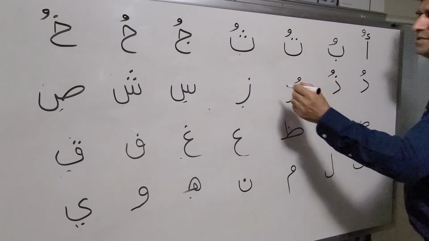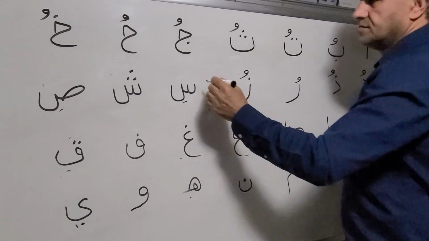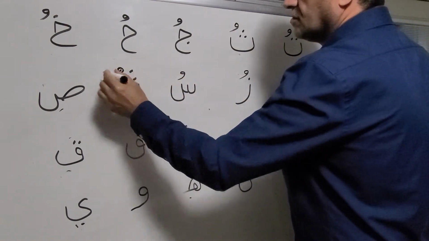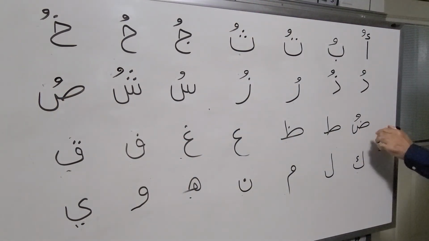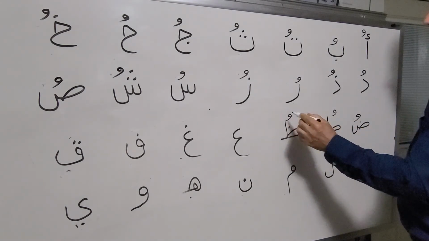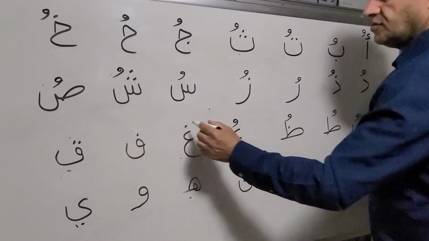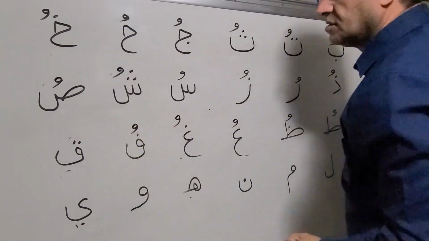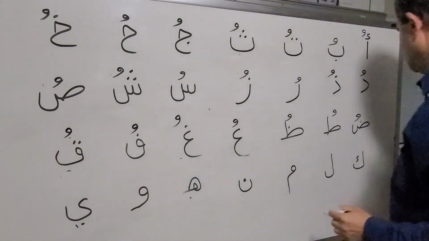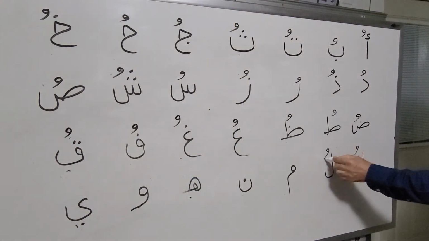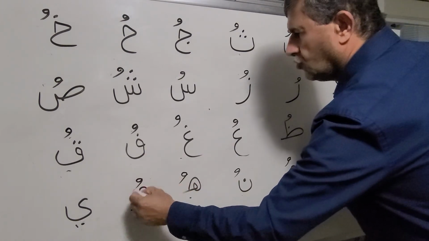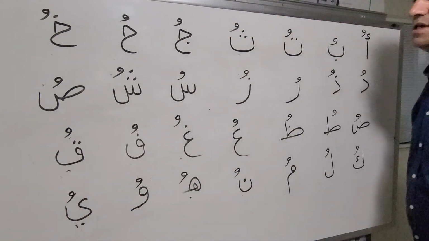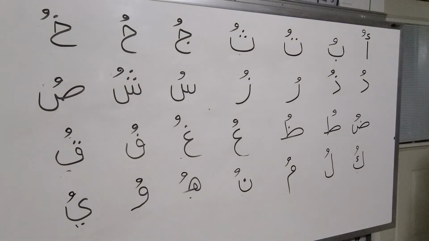Ru, zu, su, shu, su, du, tu, zu, u, ru, fu, u, ku, lu, mu, nu, hu, wu, yu. Okay, so that's it, we have dhamma over all the letters of the alphabet.